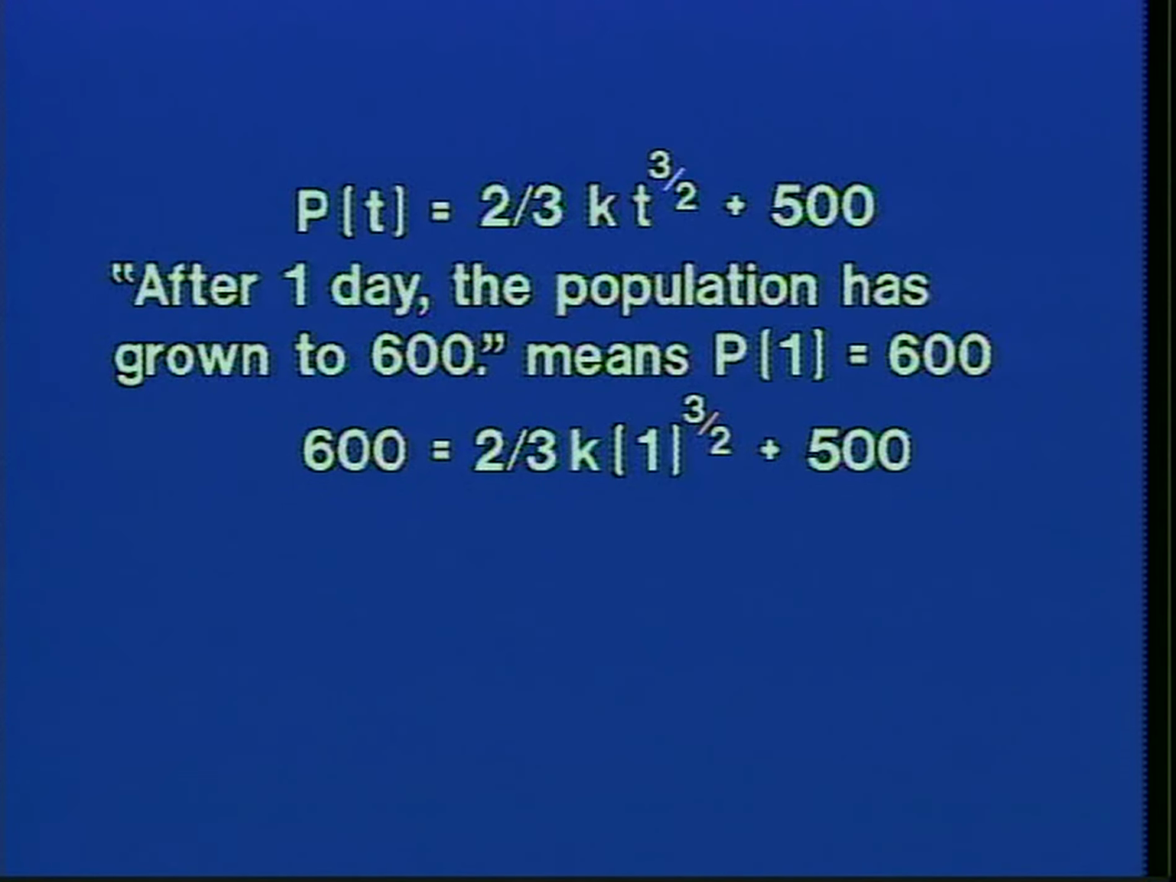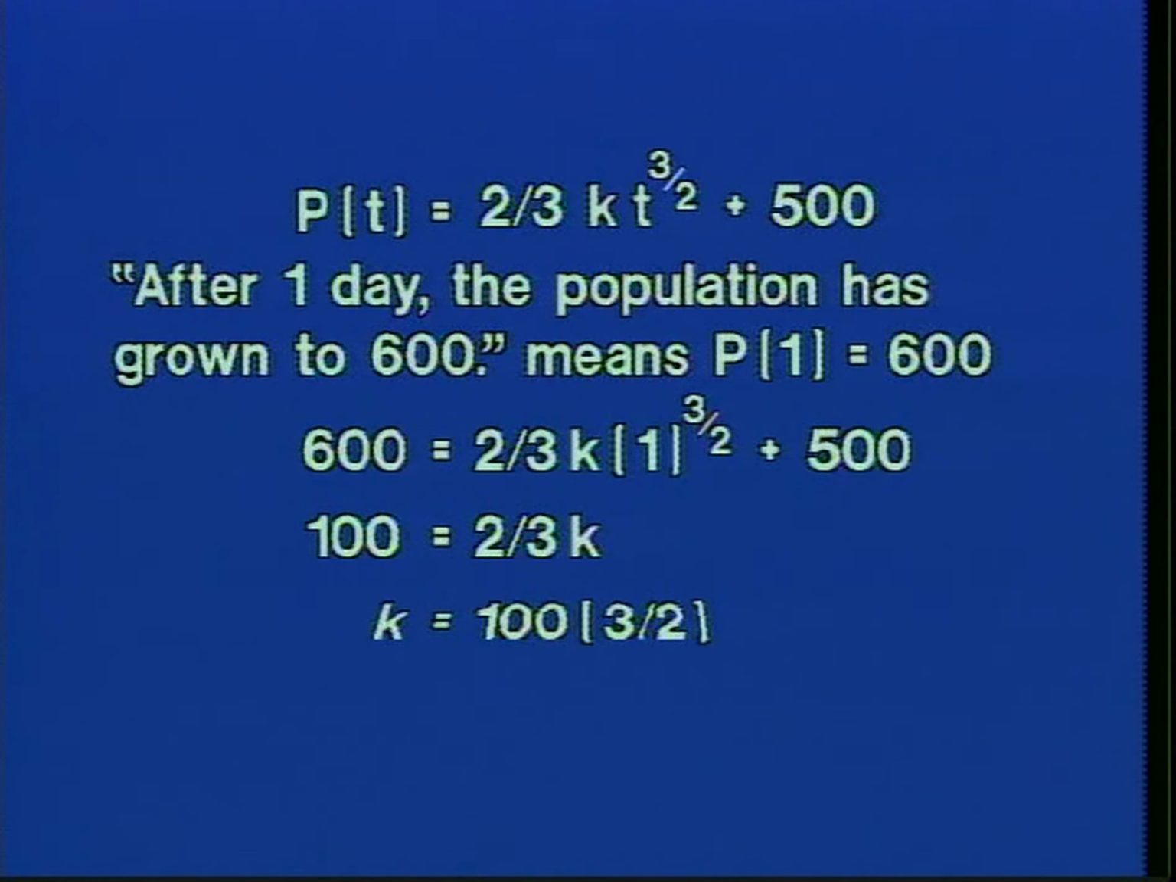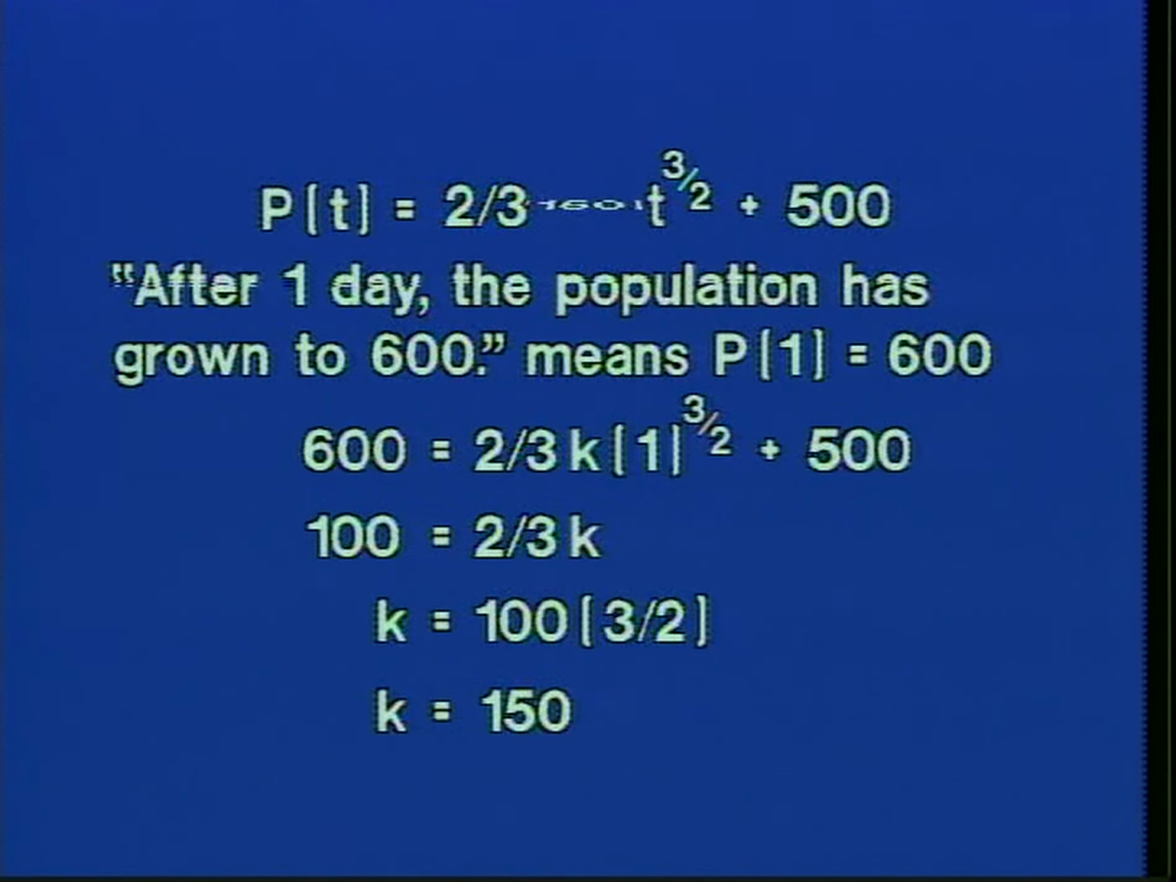You know, 1 to the 3 halves is simply 1, and then subtracting 500 on both sides, we'll find 2/3 k to be equal to 100. Multiplying on both sides by the reciprocal of 2/3, we find k to be 3 halves times 100, or k is 150.